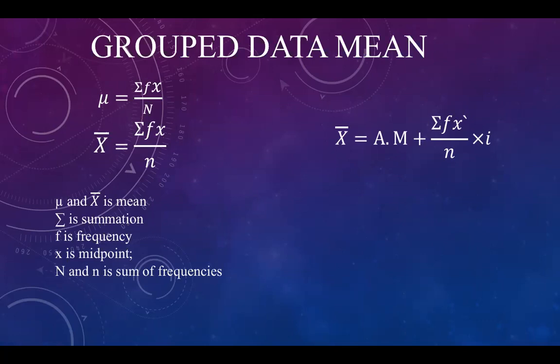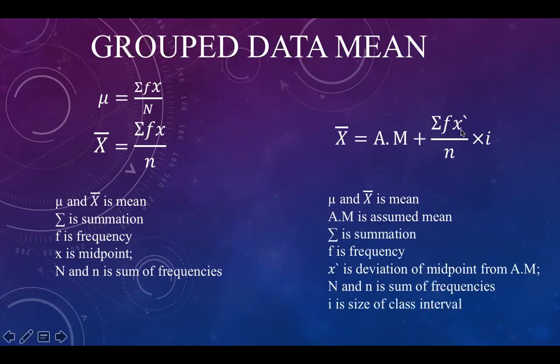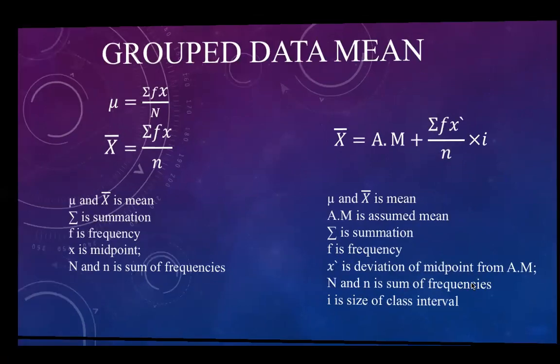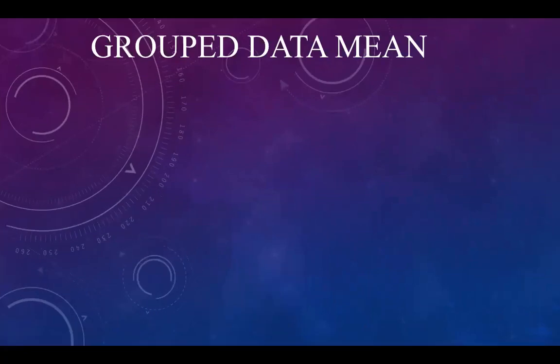And the shortcut formula is also known as the assumed mean formula. We first assume a mean and then apply this formula. When we assume the mean, if it is the population, this will be the symbol, and if it is the sample, this will be the symbol. M is the assumed mean, and F is the frequency. What is this x dash? X dash is the deviation of the midpoint from the assumed mean, and this is the summation of f x dash. N will be, if capital N, the population; if small n, the sample, and I is the size of the class interval.